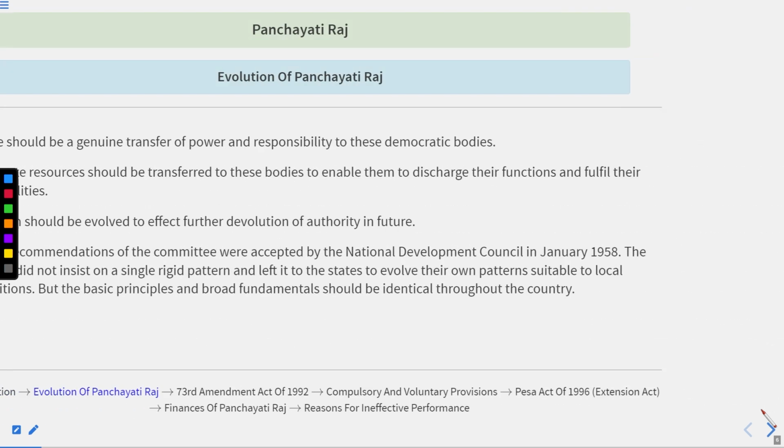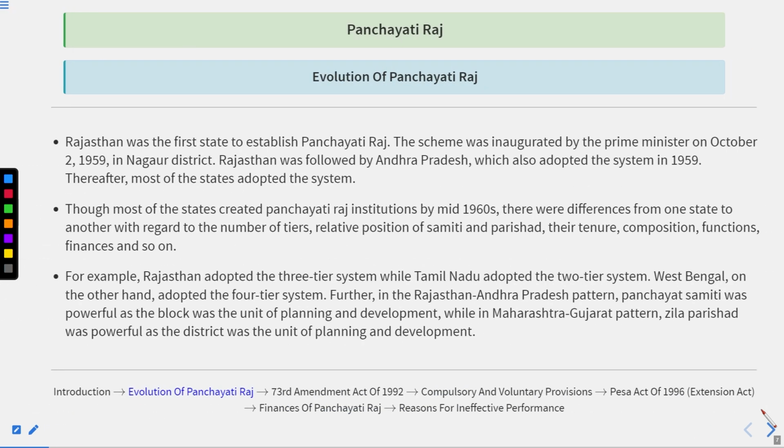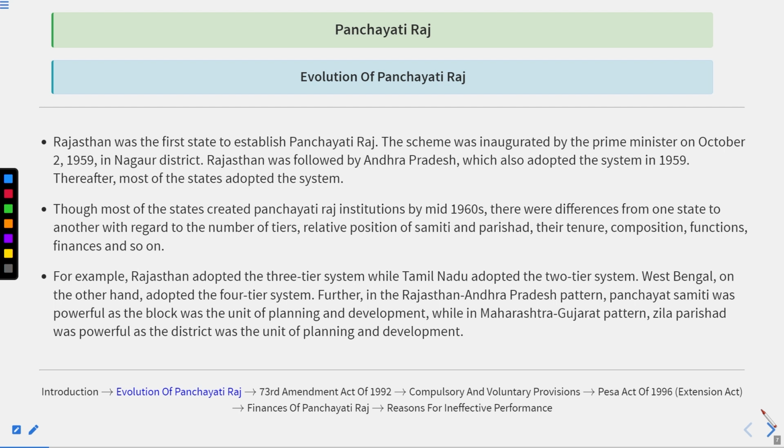So we will start from where we had left in the previous lecture. About the Balwant Rai Mehta committee, we had seen the recommendations which were made by the committee. Now we are going to see the implications of it.